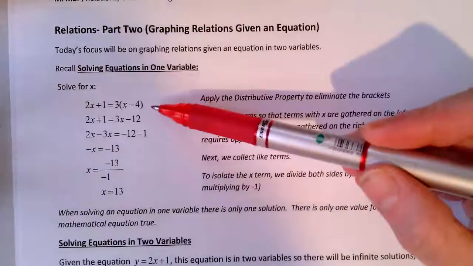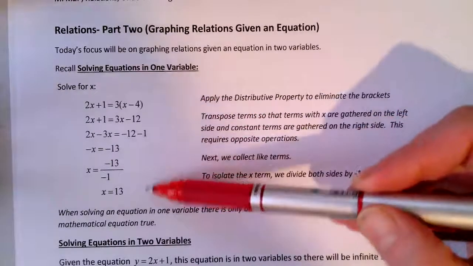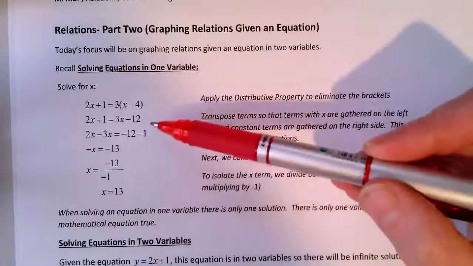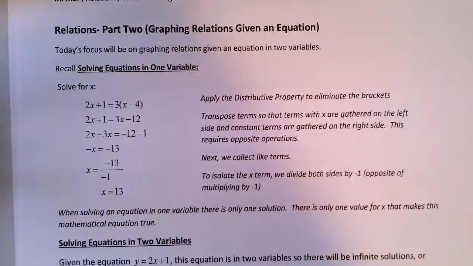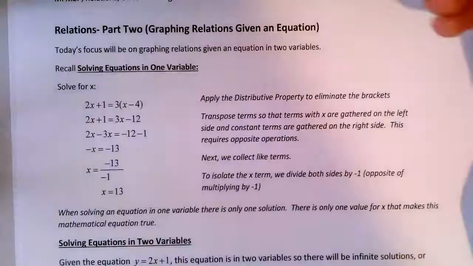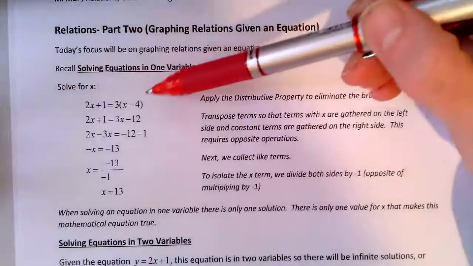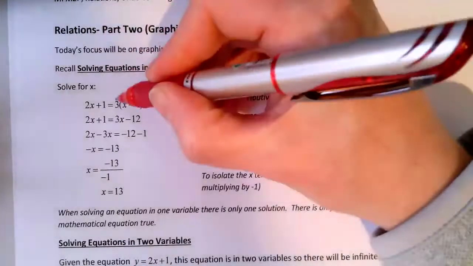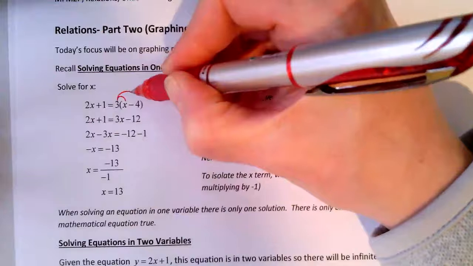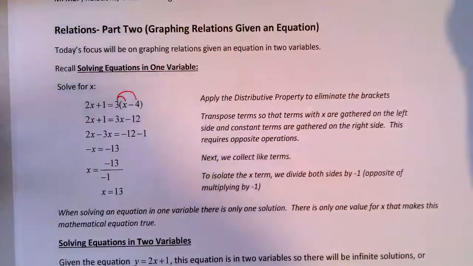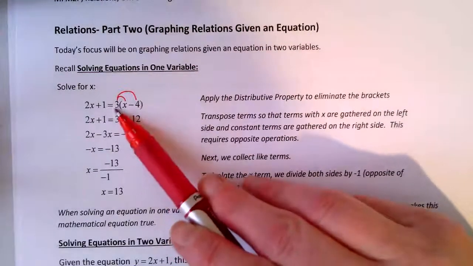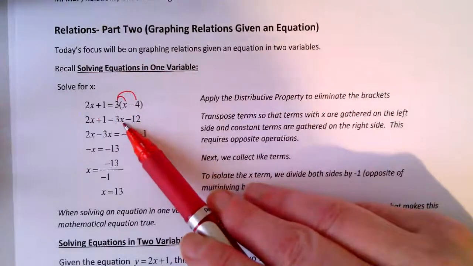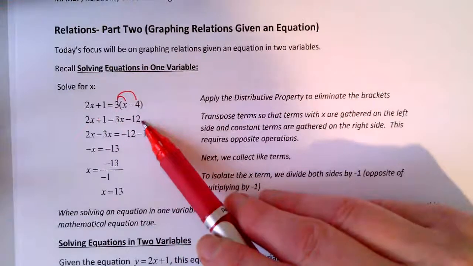So I've given you an equation in one variable. There's only one letter, and we're going to be solving for that letter. We're going to solve for x. So as a recap, the first thing we need to do is to eliminate the brackets. So we are going to expand. We are applying the distributive property and multiplying every term in this bracket by the 3 in front. So that gives us 3x minus 12.